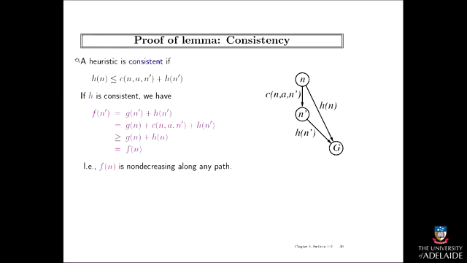Essentially what we're saying is that the estimate to get from n to our goal, h of n, must be less than or equal to the cost of moving from the current node to a new node plus the estimate from that new node to the goal.